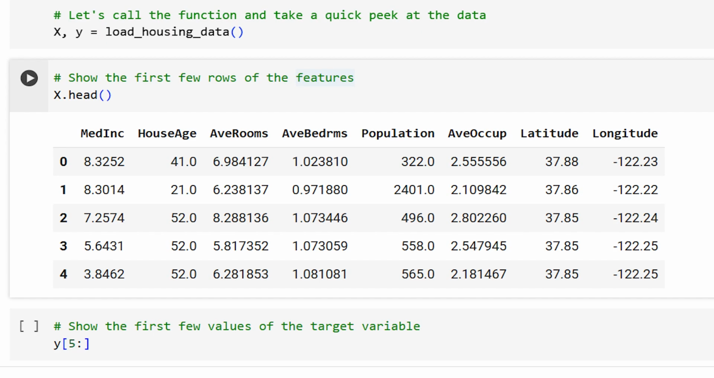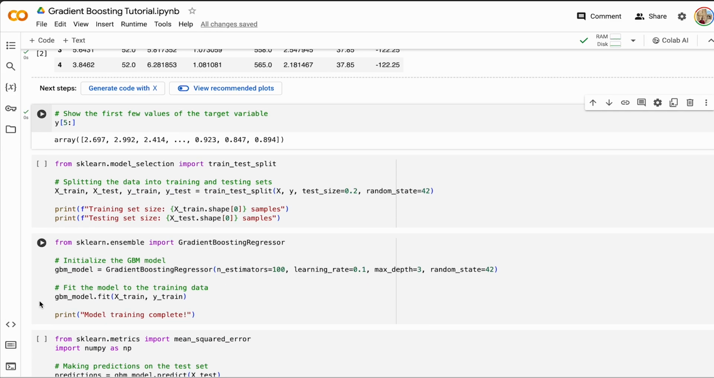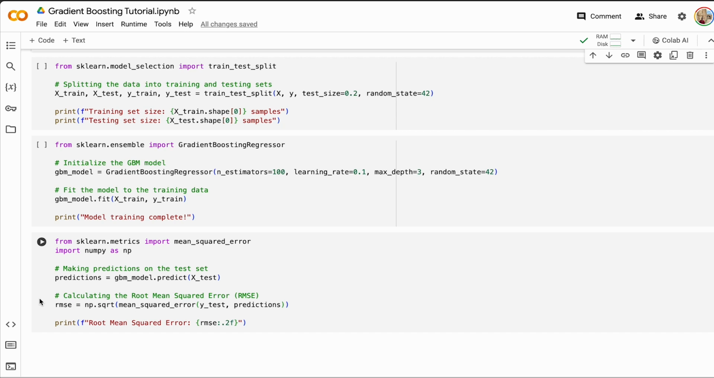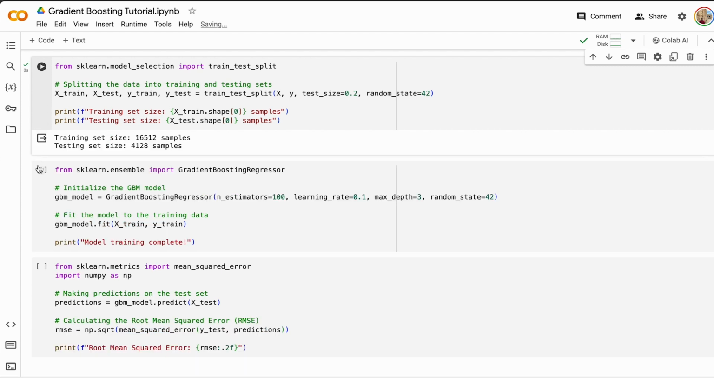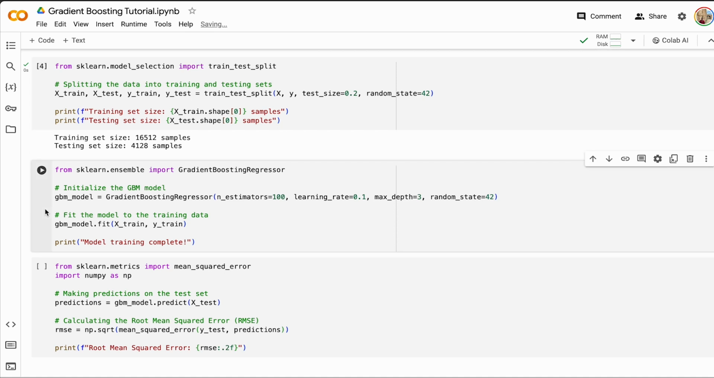Each row in our dataset represents a district in California. The features give us insight into the characteristics of these districts, while the target, the median house value, is what we will aim to predict. By feeding this data into our GBM model, we're training it to understand complex relationships between these features and house prices. Now that we have acquainted ourselves with the dataset, it's time to split it into training and testing sets.